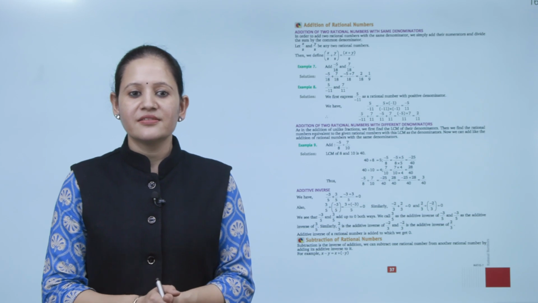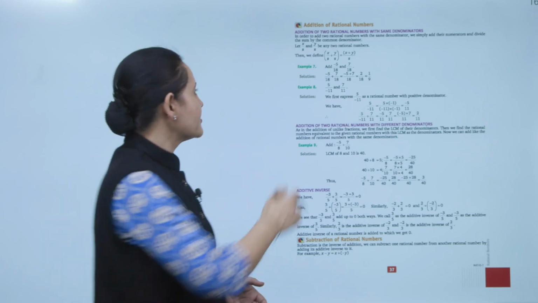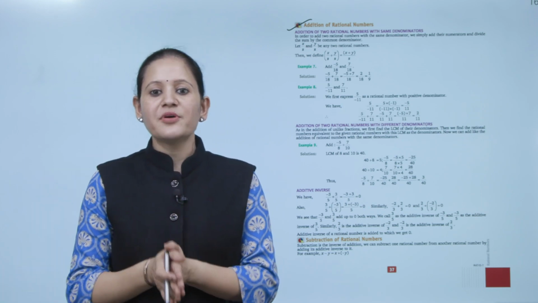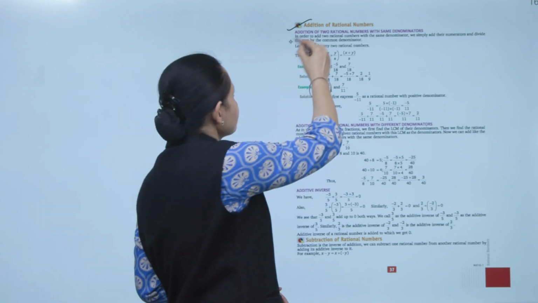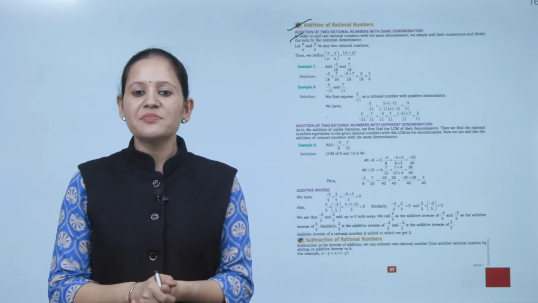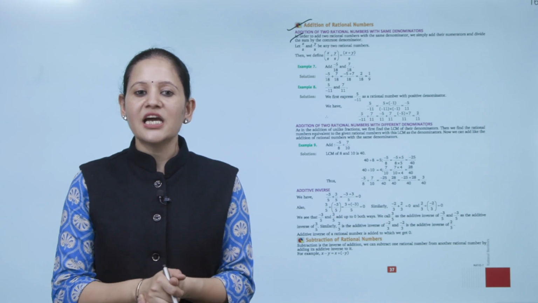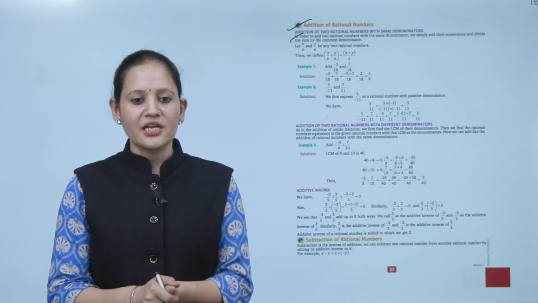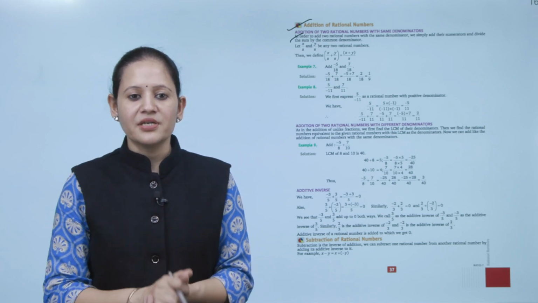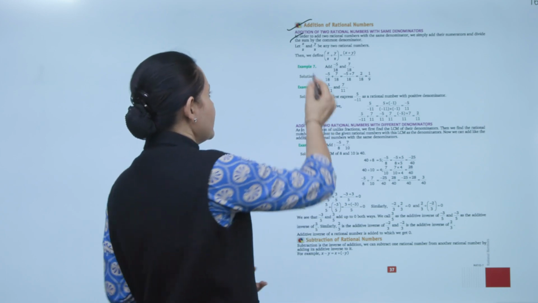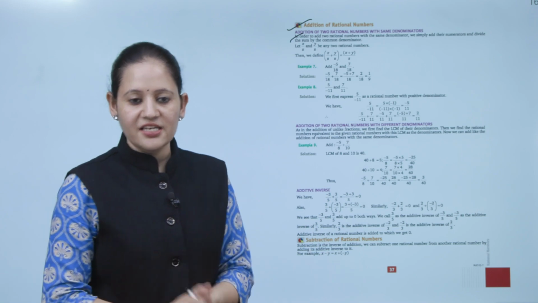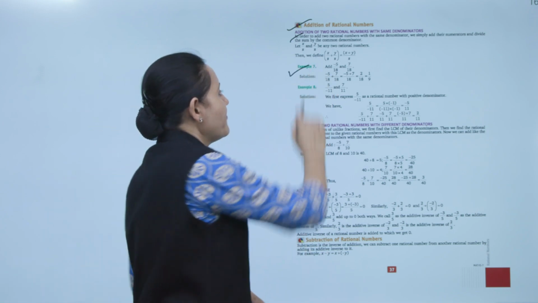Next is addition of rational numbers. First is addition of two rational numbers with the same denominator. In order to add two rational numbers with the same denominator, we simply add their numerators and divide the sum by the common denominator. Let x by z and y by z be any two rational numbers. Then we simply add the numerators: x plus y upon z. That is the answer.